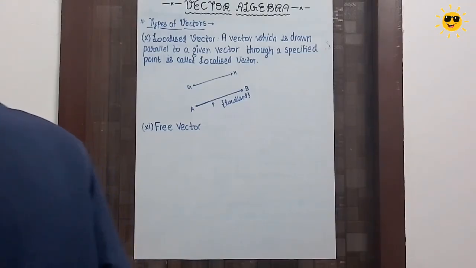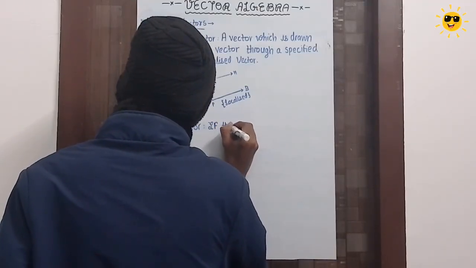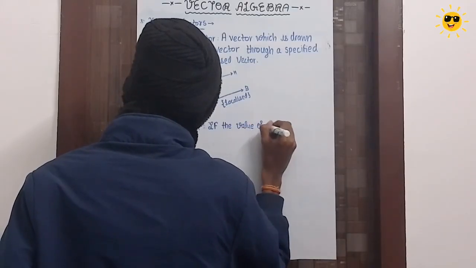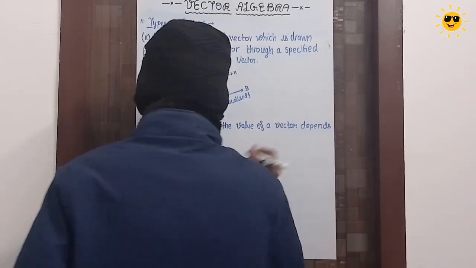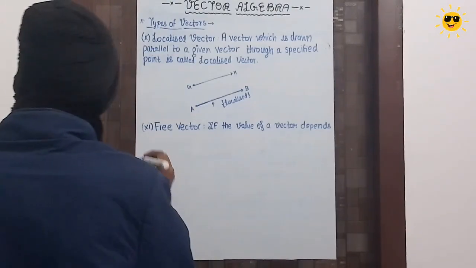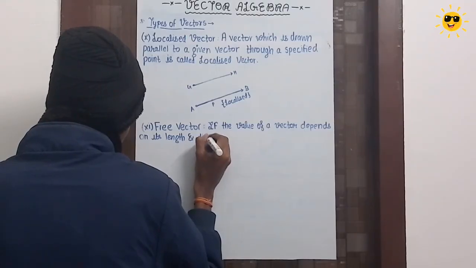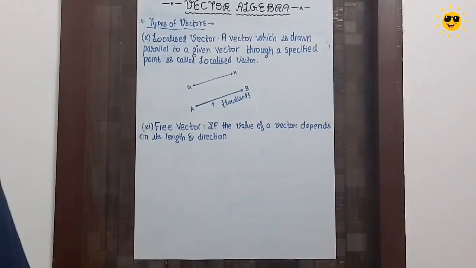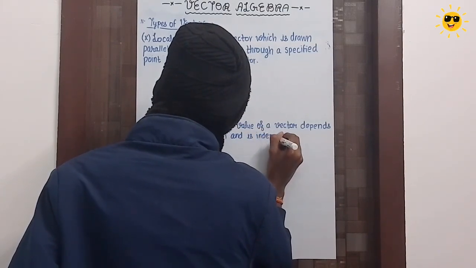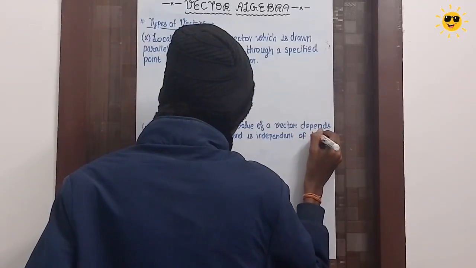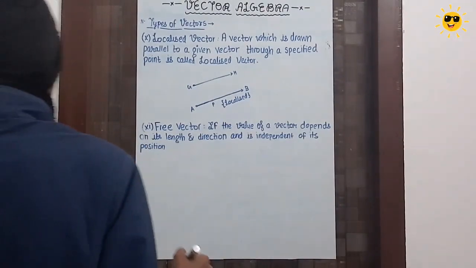If the value of a vector depends on its length and direction, and is independent of its position in the space, it is called a free vector.